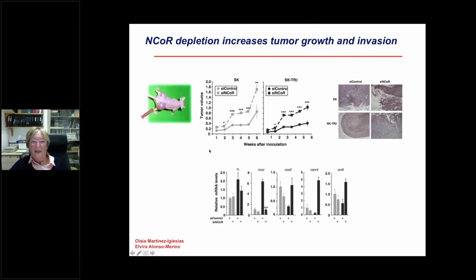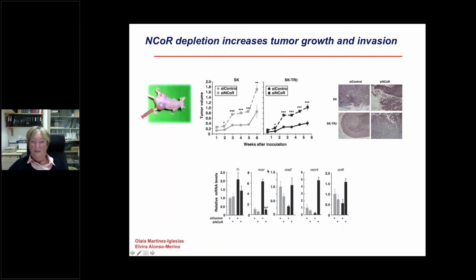We then looked at the tumor growth under the same conditions with parental TR-beta expressing cells in xenografts, where the cells that were injected were transfected either with a control siRNA or with the NCOR siRNA. I could observe that the tumors that do not express NCOR have much higher growth. The volume is much higher, and also interesting, this repressive effect of TR-beta on tumor infiltration was reversed when the cells did not express NCOR.